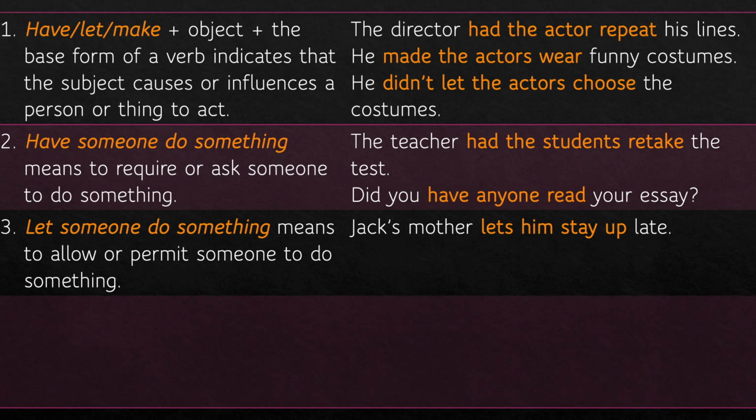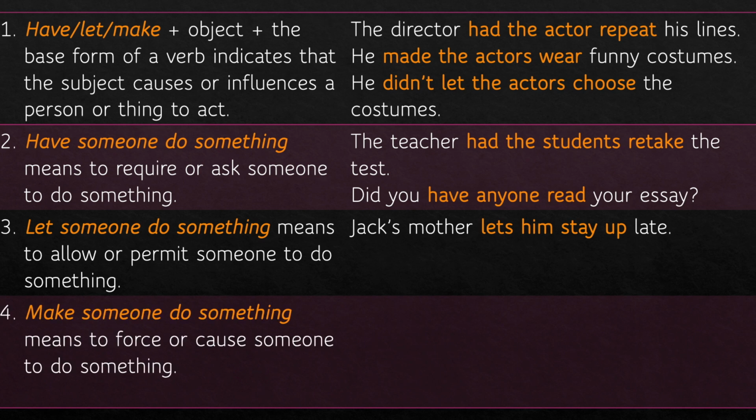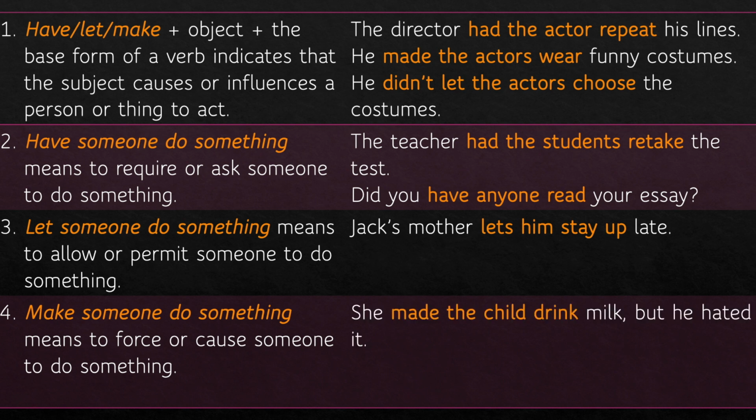Rule number 4, and the last rule in this section. If we say someone makes someone do something, it means someone is forcing someone else to do something. They don't have a choice. Here's some examples. She made the child drink milk, but he hated it.